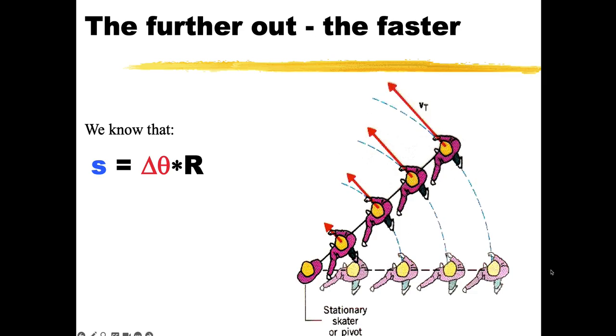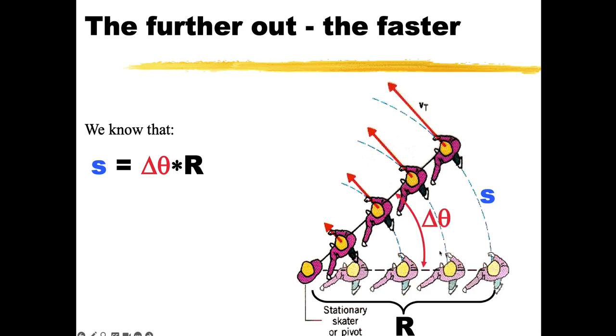Let's say I have a line of skaters skating around. The one on the outside has to go much faster if it wants to stay in line than the one over here. We already know this. We looked at arc length: the arc length traced out is equal to the change in the angle times the radius. We established this in an earlier slide. So what happens? Here's the arc length, here's the radius.